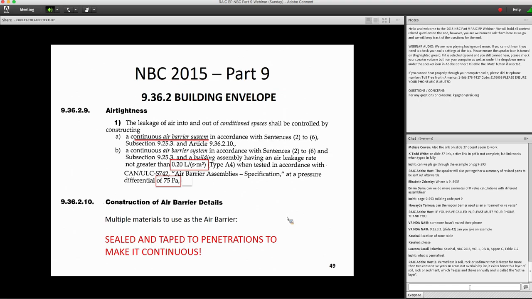Construction of air barrier details. You do have to seal and tape penetrations to make it continuous.